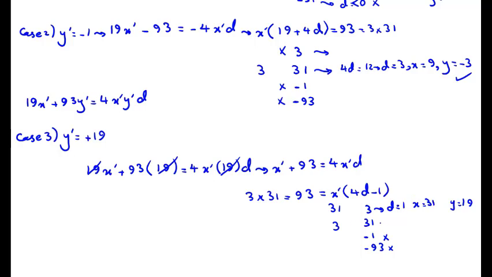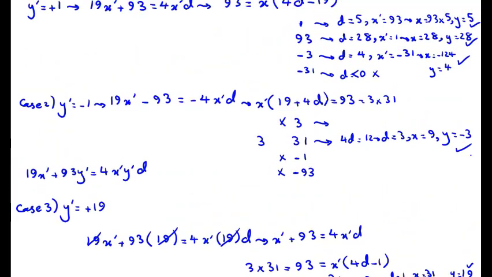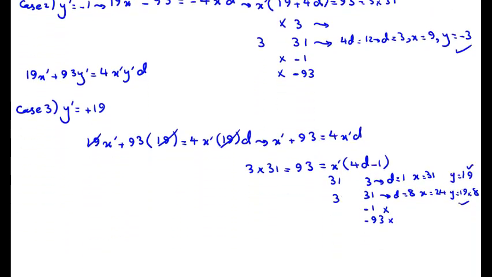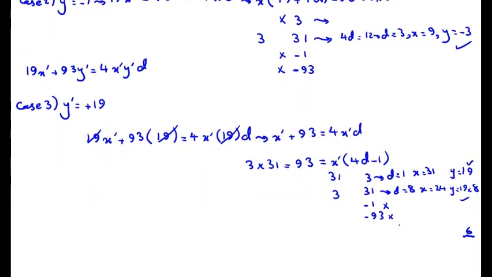31. Okay. So for this case, d is what? 32 over 4, 8. So x is x prime d, 3 times 8, 24. And y is 19 times 8. Okay, we found two answers also here. So let's see how many answers have we found so far. 1, 2, 3, 4, 5, 6 answers we found so far.